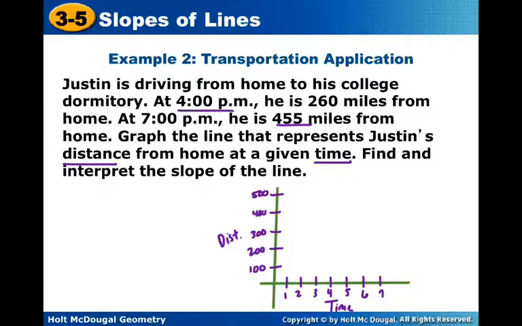We have at 4 o'clock, he's 260 miles. So at 4, put a point about where 260 would be. And so that ordered pair would be 4, 260. And the other point is at 7 o'clock, he's at 455 miles. So at 7, go to 455 and put it.